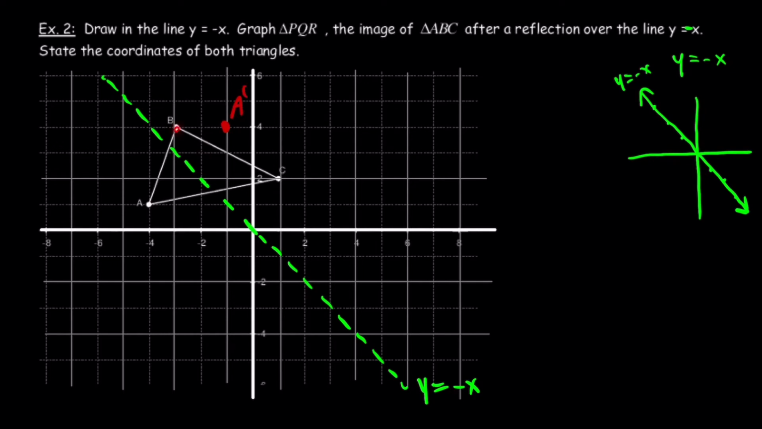B is relatively easy. It's half a diagonal that way, half a diagonal that way. It's going to go right there. And C is not too bad either. It's 1.5. So there's a half and then there's 1. It's going to go right there. And let's sketch this in.